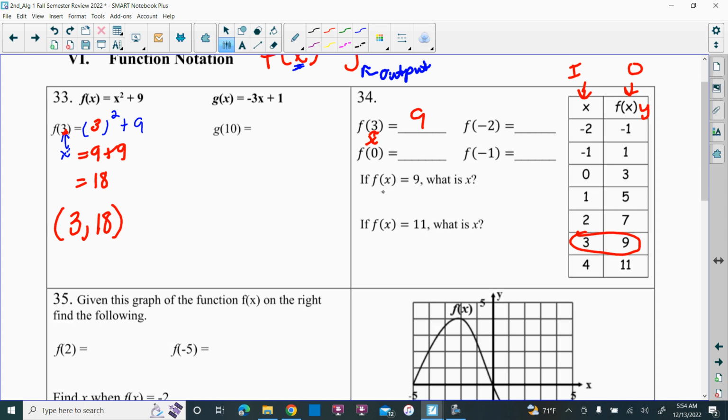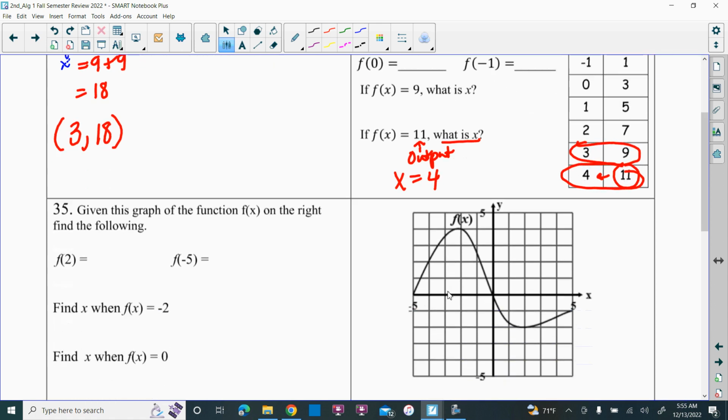So here, we're going from x to find the f of x. On this next set, if f of x equals 9, what is x? Well, we kind of just did that. So let's talk about this one. If f of x equals 11, what is x? Because we're trying to find x, we have to recognize that this is the output, the y value. So I go to find where there's 11. Here it is right here. What is the x? I look across. This answer is x equals 4.